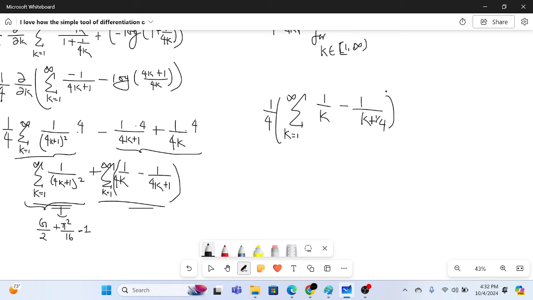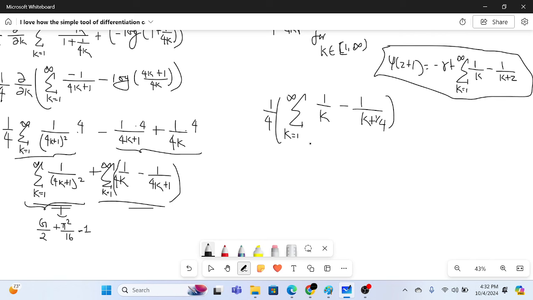Now if you know a bit about the digamma function, we know that digamma of g plus 1 is equal to negative Euler-Mascheroni constant plus sum from k equals 1 to infinity of 1 by k minus 1 by k plus g, right? Using this definition of the digamma function, this sum is just equal to, since g is 1 by 4, digamma of 5 by 4 plus the Euler-Mascheroni constant, right? Yeah. Now we need to find digamma of 5 by 4 so that we will have our answer.